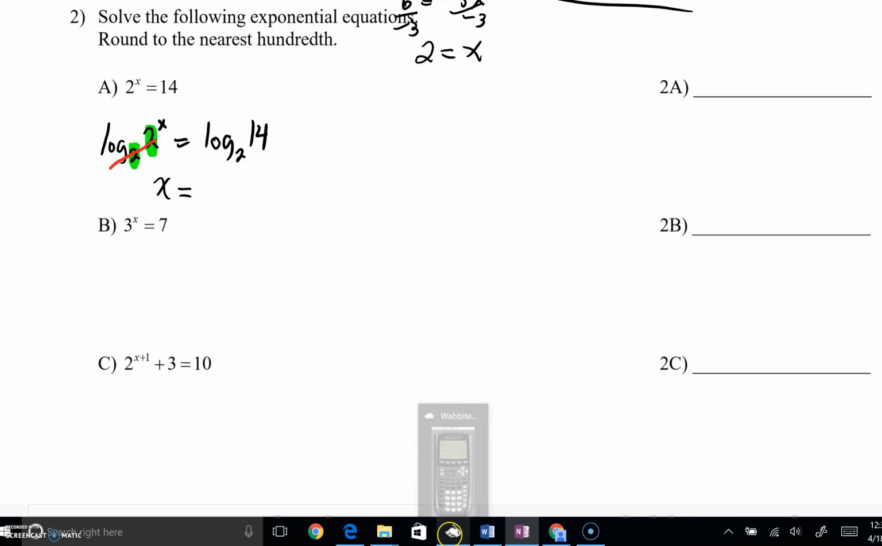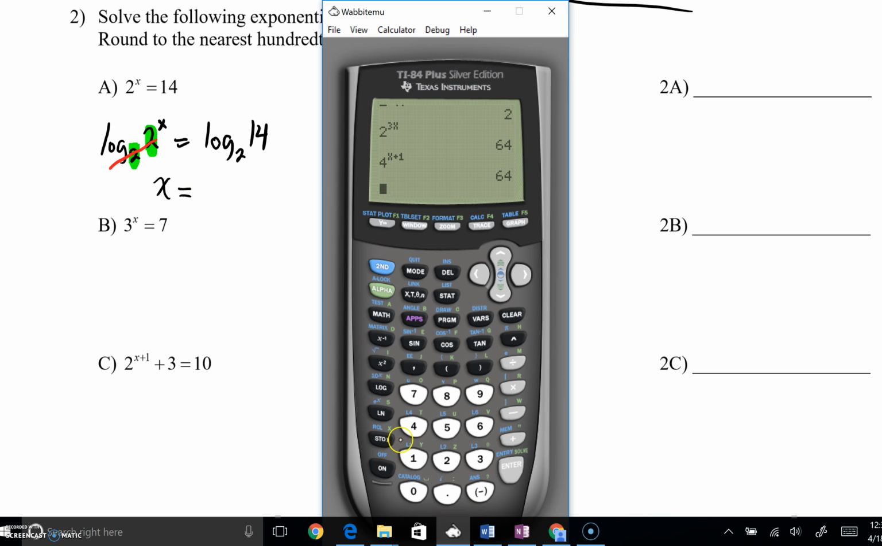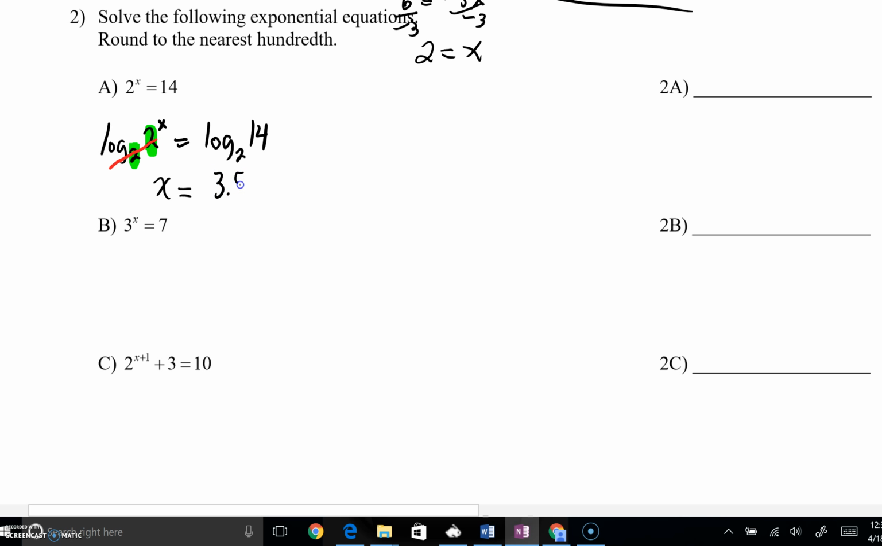Now on the right side here, you've got the log base 2 of 14. We'll just hit math. You can up arrow and go to log base. Log base 2 of 14. We need to go to the nearest hundredth. You can see the second decimal place is a 0, but we look to the right, that's a 7, so that would round up to 3.81. And we are done.